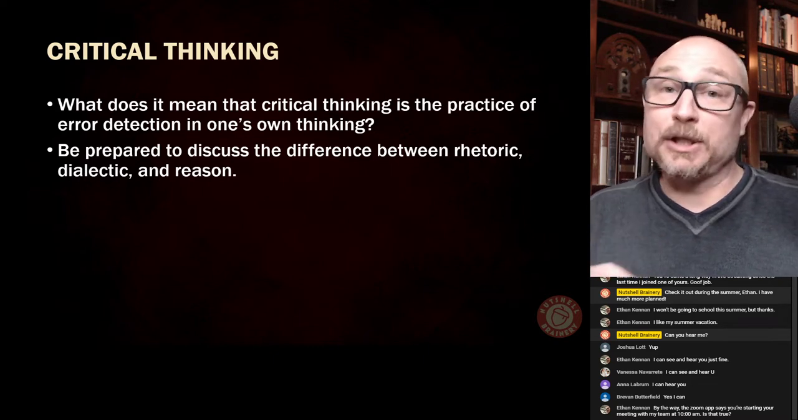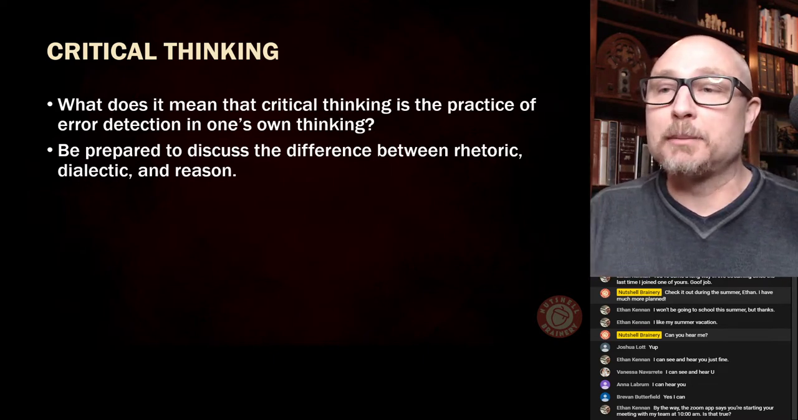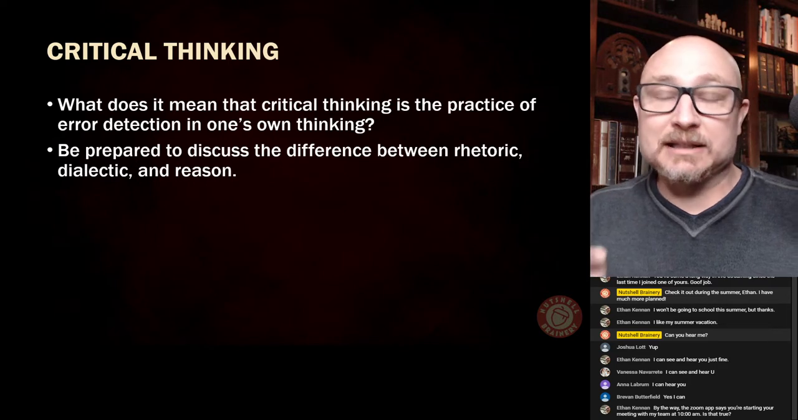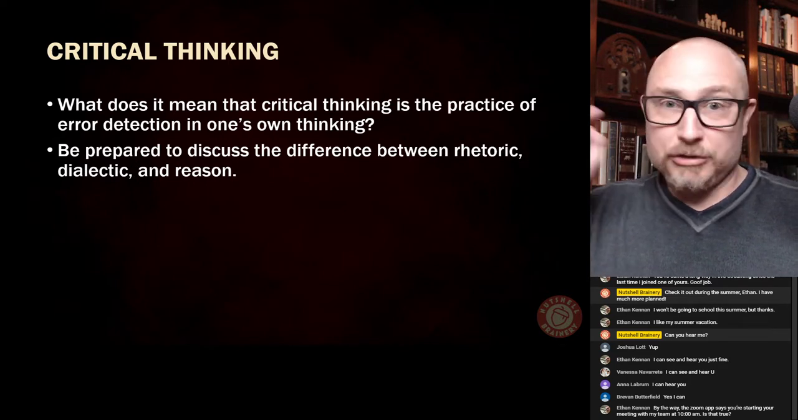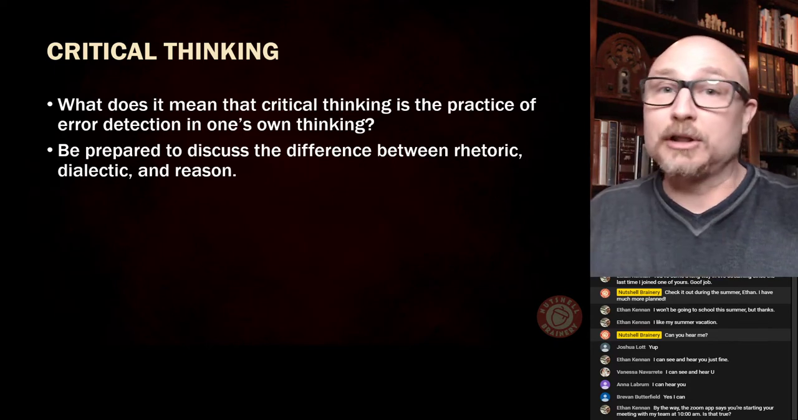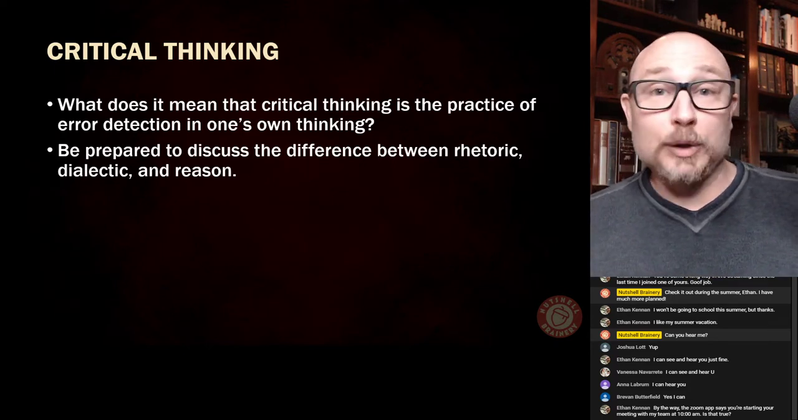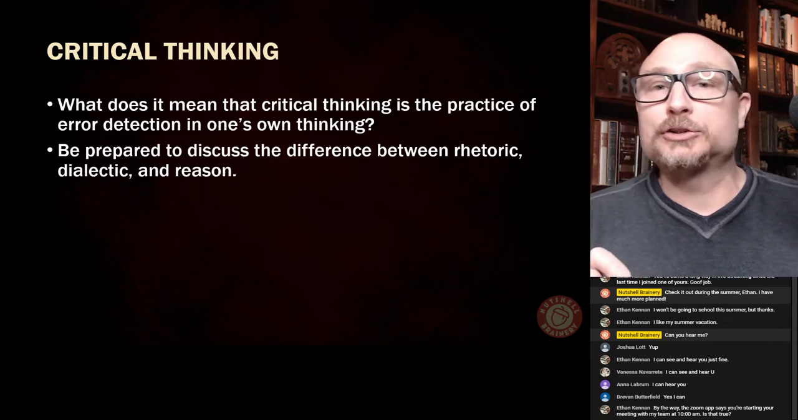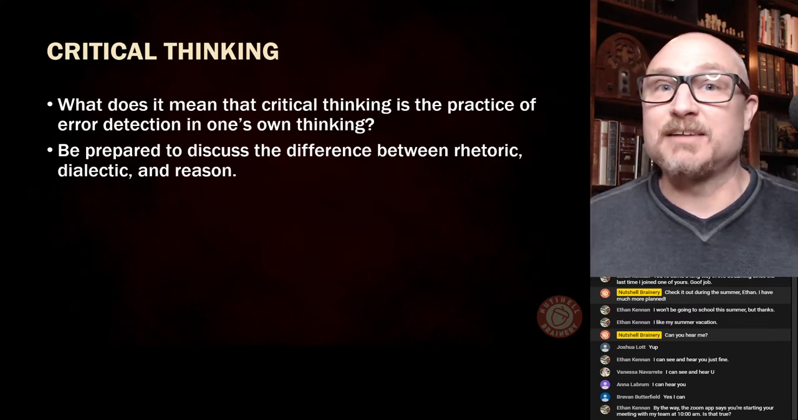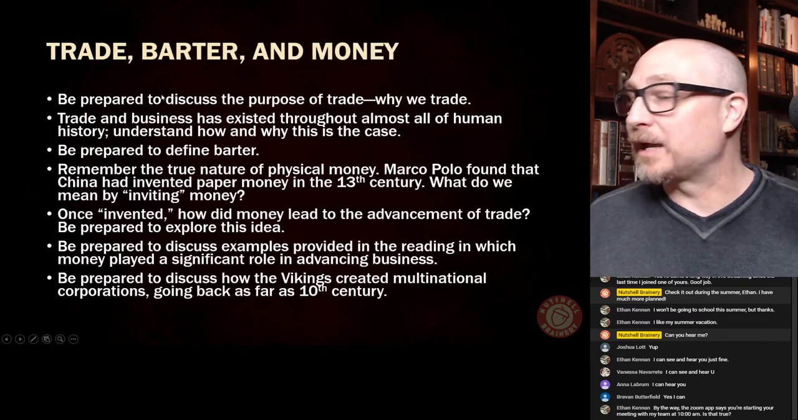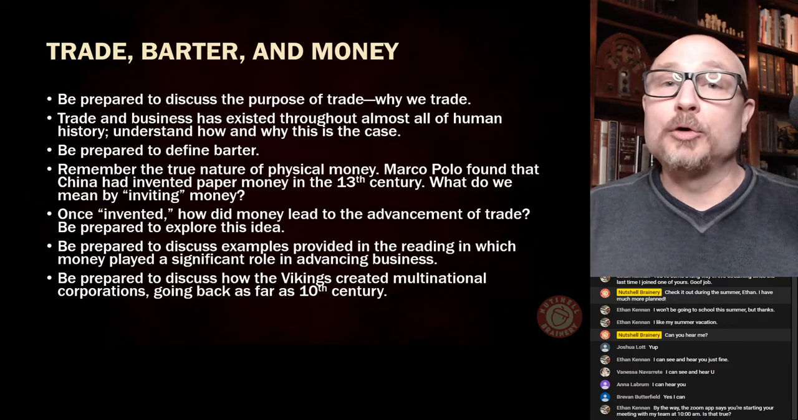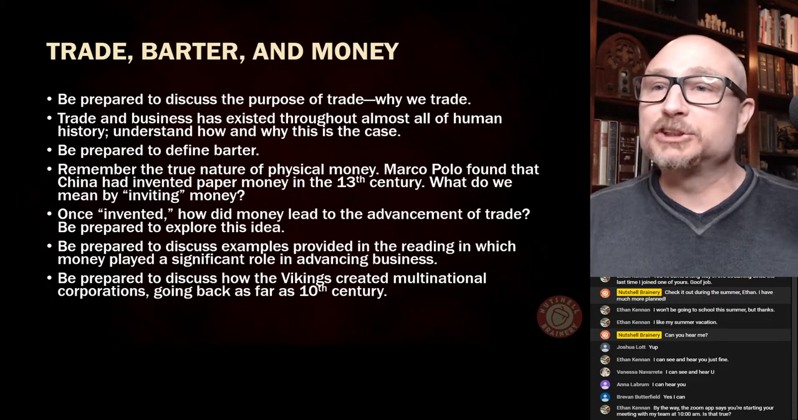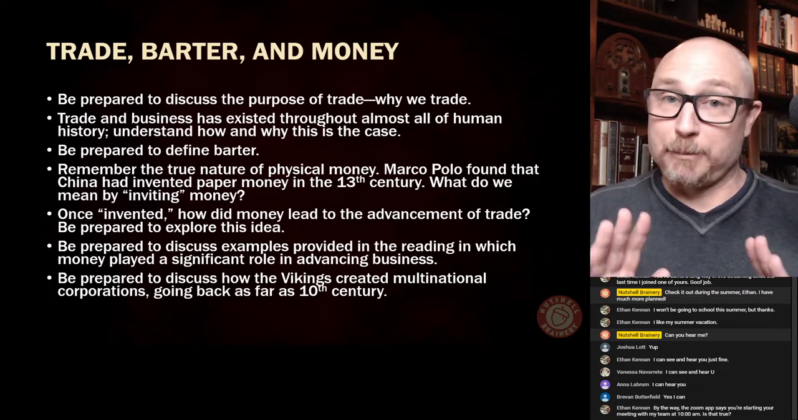Now, all these things are in the reading. What I would simply do when it comes to rhetoric, dialectic, and reason is just go to the reading on critical thinking. Those terms are clearly called out. Just make a quick note of each one of those terms and make sure that you're ready to define those. Okay, that's critical thinking. Then you are going to be asked a bunch of questions about trade, barter, and money.